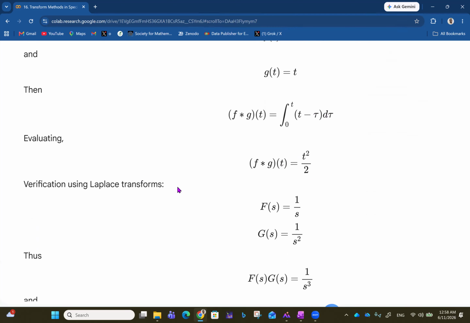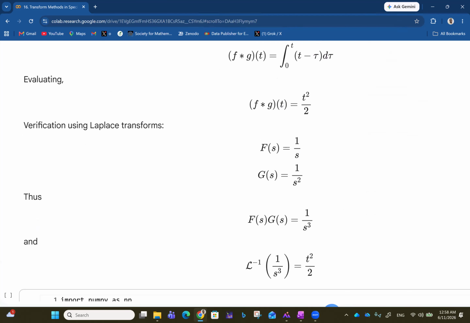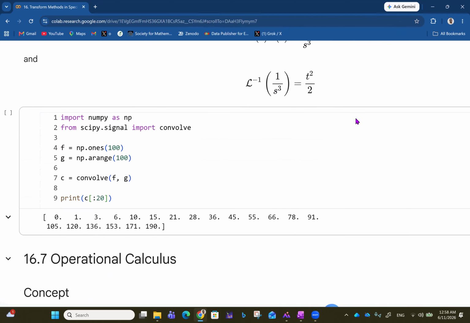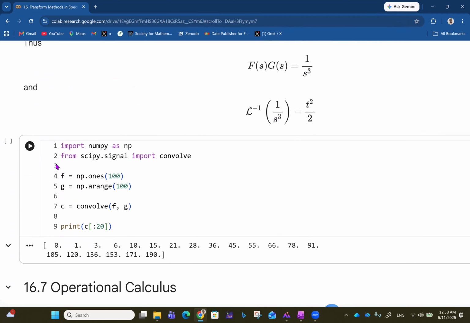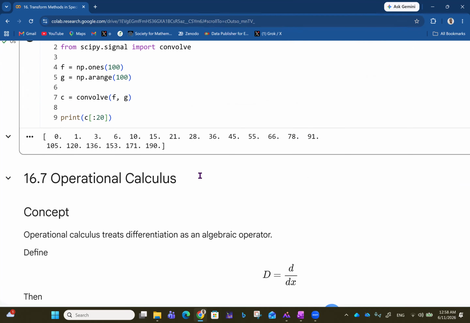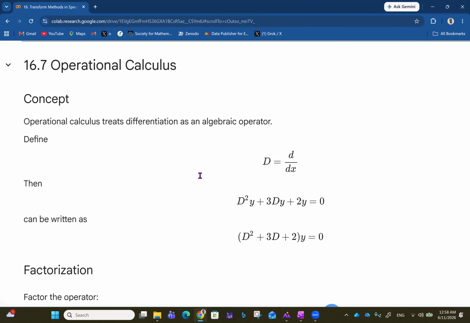And verification using Laplace transforms: F of s is 1 over s, G of s is 1 over s squared. Thus, F of s multiplied by G of s is 1 over s cubed. So multiply these two together, and the Laplace inverse of 1 over s cubed is simply t squared over 2. And we can actually do that convolution here using SciPy, the signal module, where the particular function is convolve.